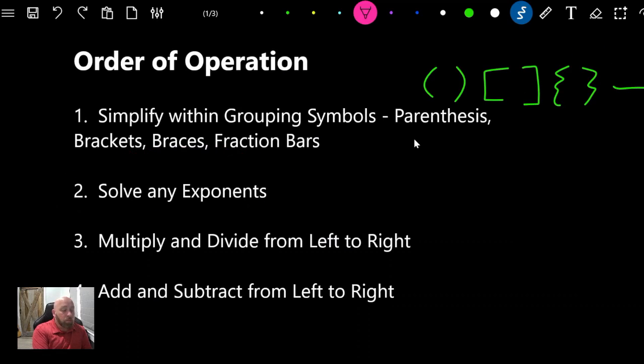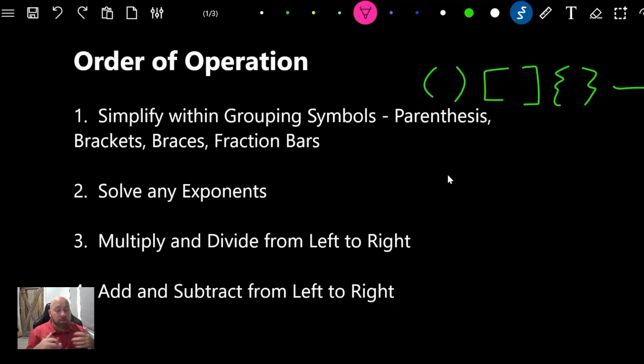Number two, we want to solve any exponents that we have. Sometimes you don't have any brackets or braces, and you can go right to step number 2. Sometimes you have step number 1, but you don't have step number 2. There's no exponents in it, so you would just skip that step and go to number 3. So it's not like you do this with every single problem and you have to do this every single time.